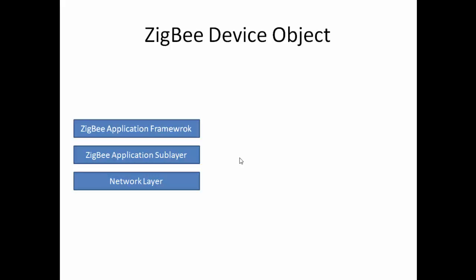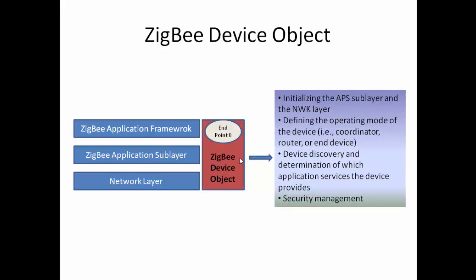So along with the application sublayer and framework, we have the ZigBee device object, which acts as a link between the network layer and the ZigBee application layer. This is implemented as endpoint 0. The functionality of the ZigBee device object is initializing the APS sublayer and the network layer, defining the operating mode of the device, discovering the services of different nodes in the network, and also making its services available, and security management.